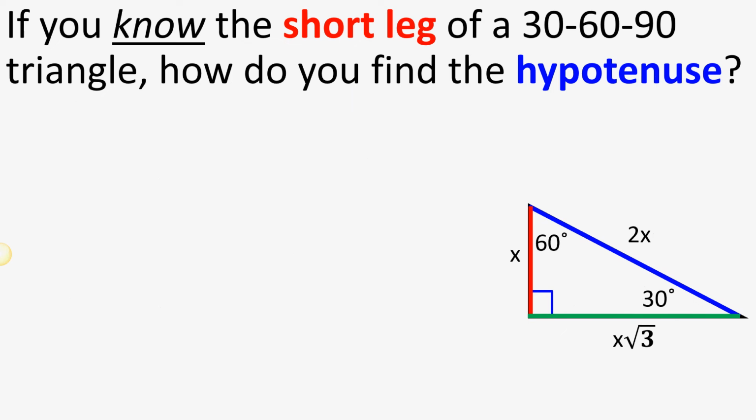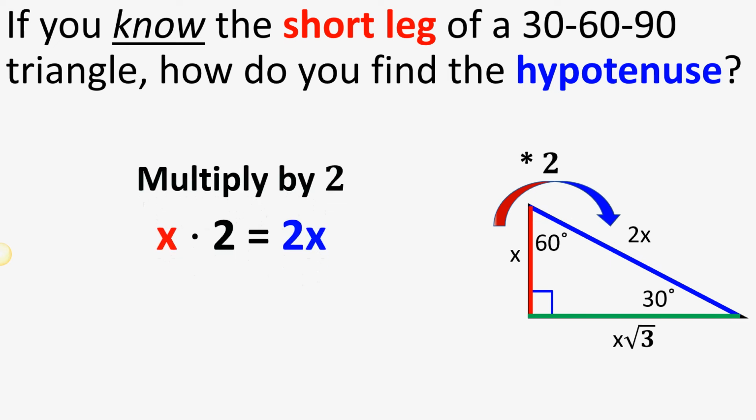Now, if you know the measure of one side and you want to find the other, you're going to use these ratios to do that. The easiest is to start with the short leg, the side that has x. To get from x to 2x, you are going to double, multiply by 2. Hopefully this color helps you burn that into your memory. Whatever that measure is for the small side, multiply times 2, you get twice that.